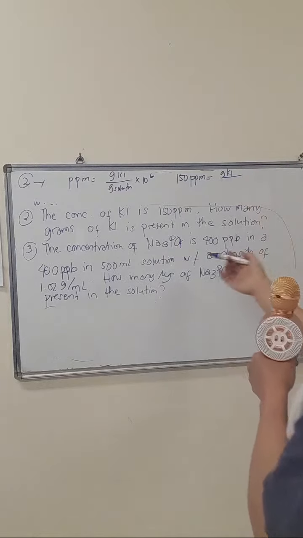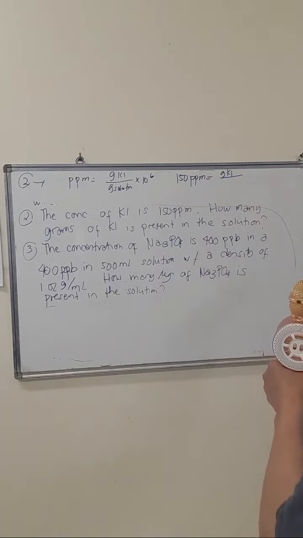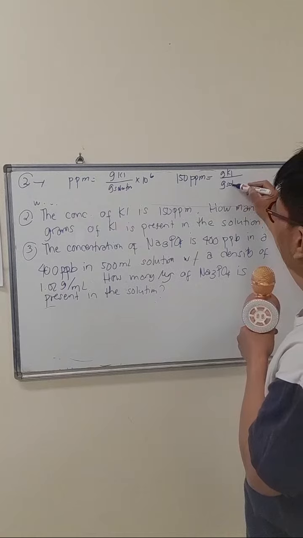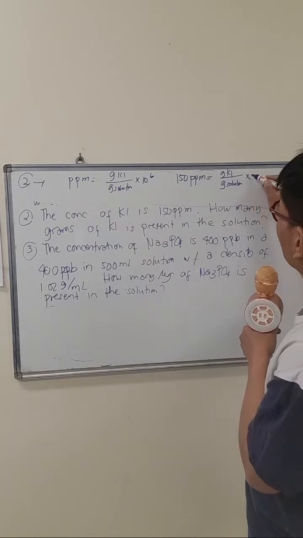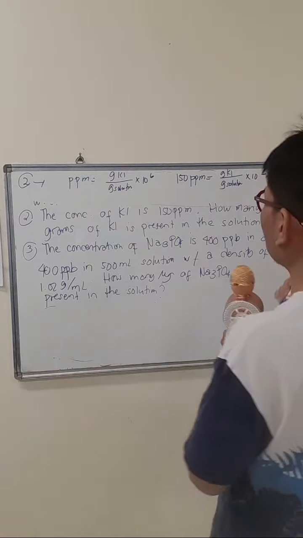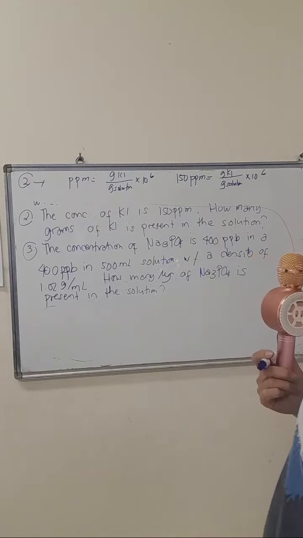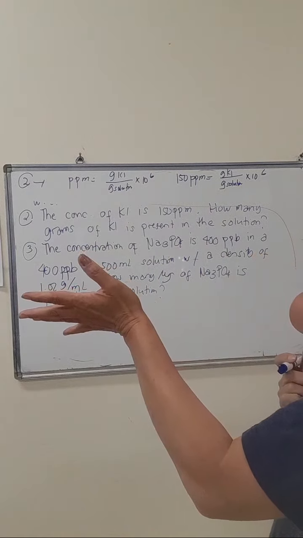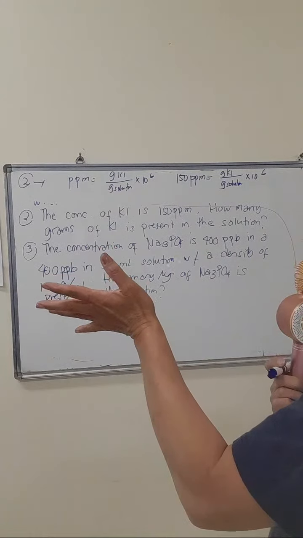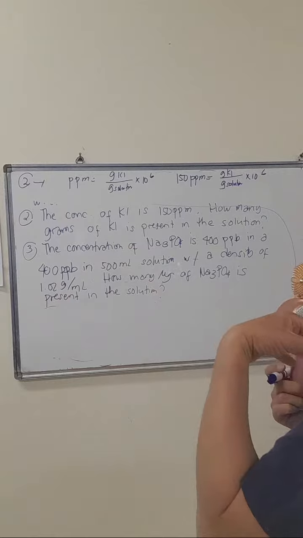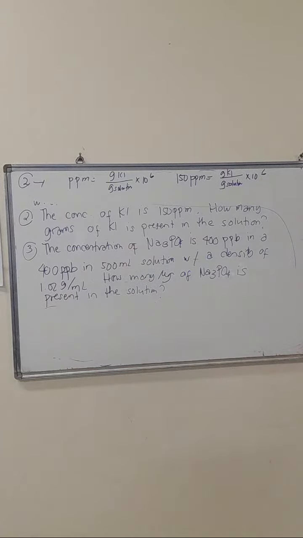And then grams of solution, do we have it? How many grams of KI is present in the solution? There's no value for the grams of the solution either. Times 10 to the 6. So how can you attack this problem? You have the concentration and you don't know how many grams of potassium iodide are present in the solution. It's unknown. How can you get this one?